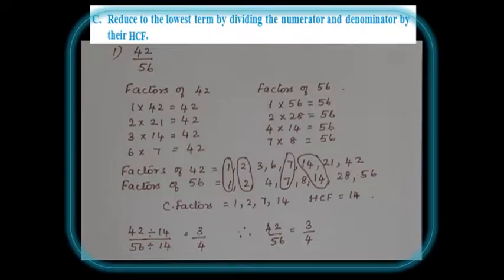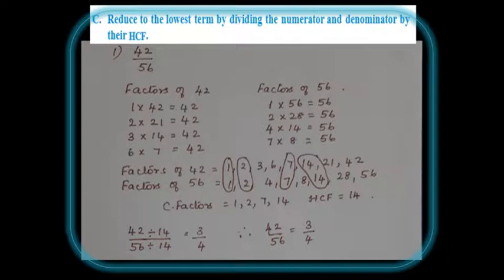Let us see the next sum. Reduce to the lowest term by dividing the numerator and the denominator by their HCF. So first you will find out the HCF for 42 and 56. So the factors for 42 are 1, 2, 3, 6, 7, 14, 21 and 42. And the factors for 56 are 1, 2, 4, 7, 8, 14, 28 and 56. So the common factors are 1, 2, 7, 14. So the HCF of 42 and 56 is 14.